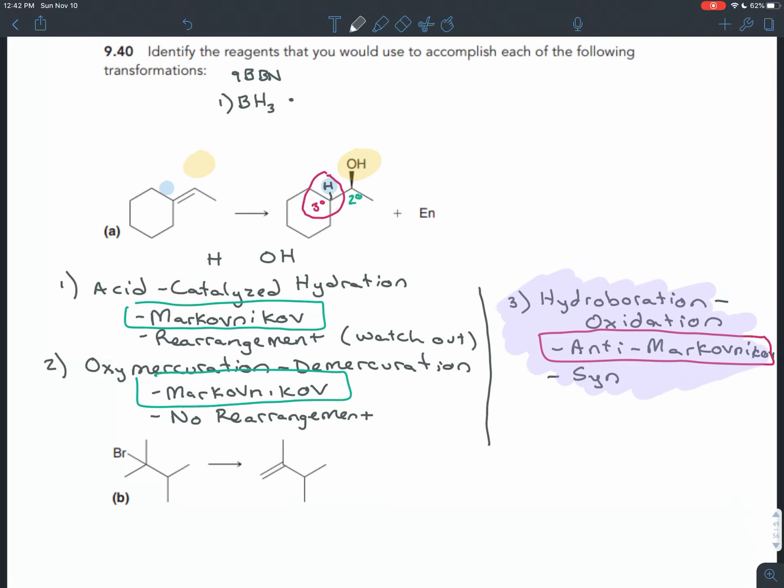But you could use borane or 9-BBN, stabilized by tetrahydrofuran. That's using its lone pairs on the oxygen of that. Remember, tetrahydrofuran looks like this. You use those lone pairs to stabilize the empty p orbital in the boron.